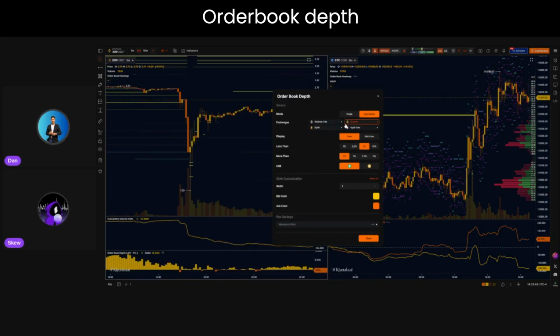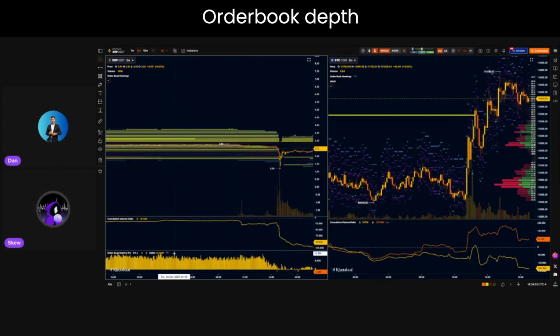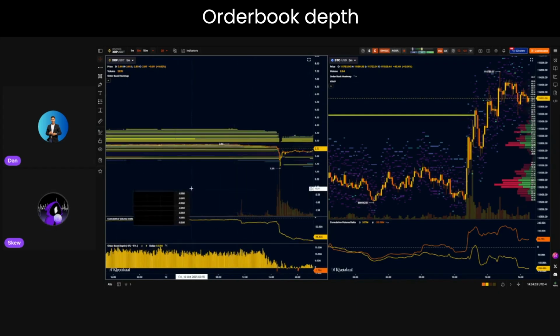I hear a lot of people talking about order book depth and so on. How does that come into play with trading, opening positions, reading the markets, and so on? Order book depth basically tells you what the order book says, if that makes sense.